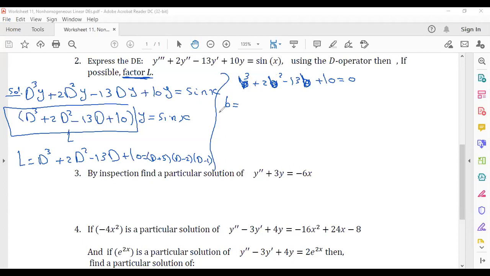You are right. Let us check. So here you have 1 plus 2, because 1 squared, so I have 3, minus 13, so it's negative 10, plus 10 is 0.